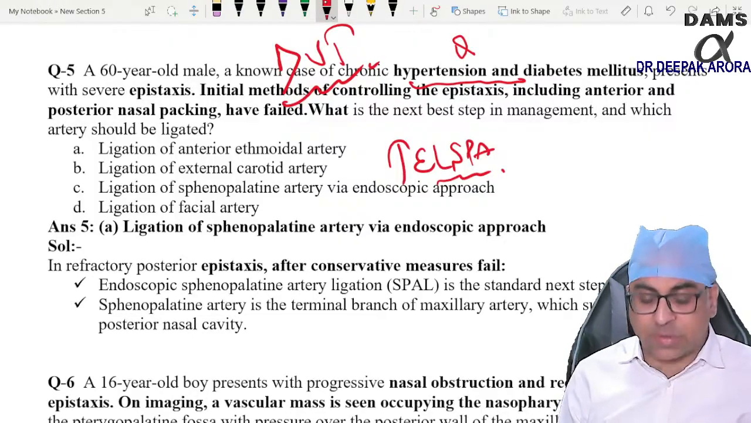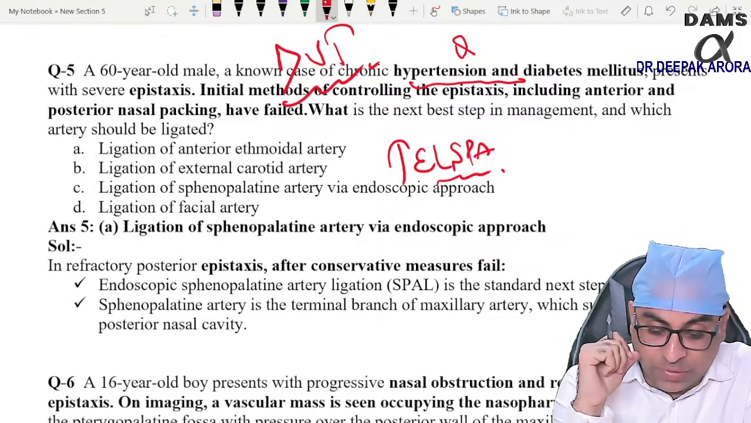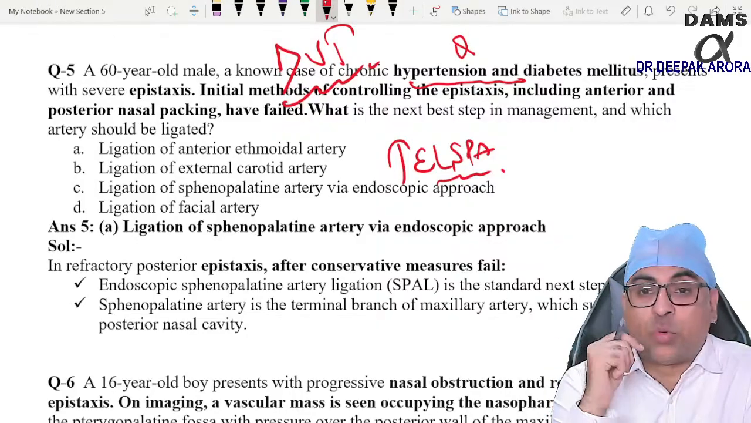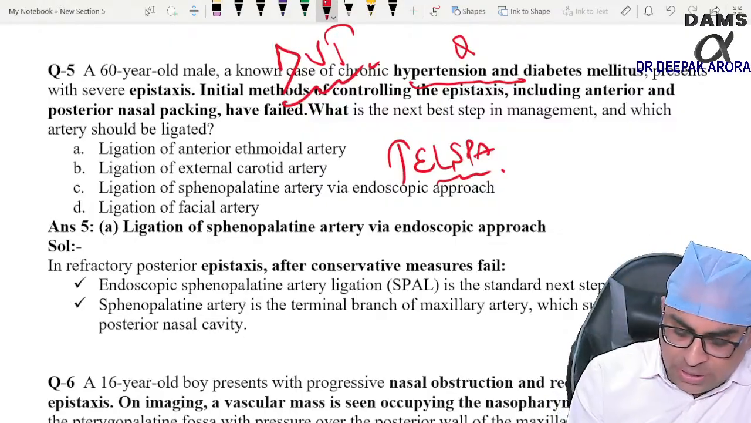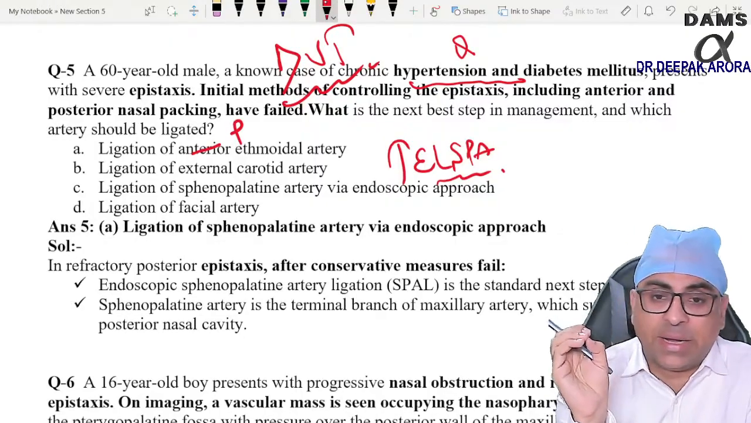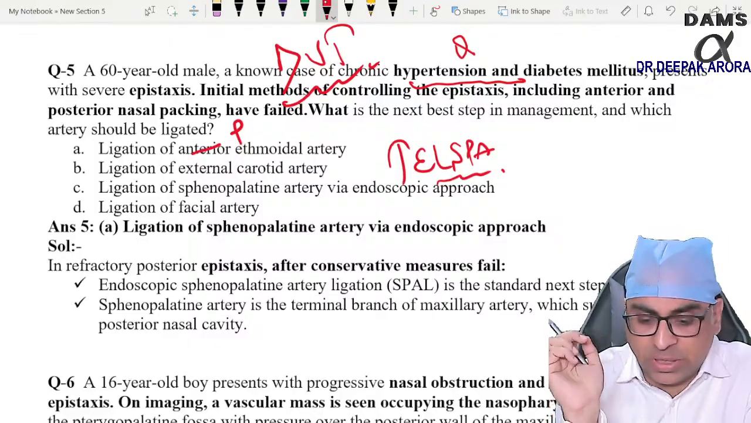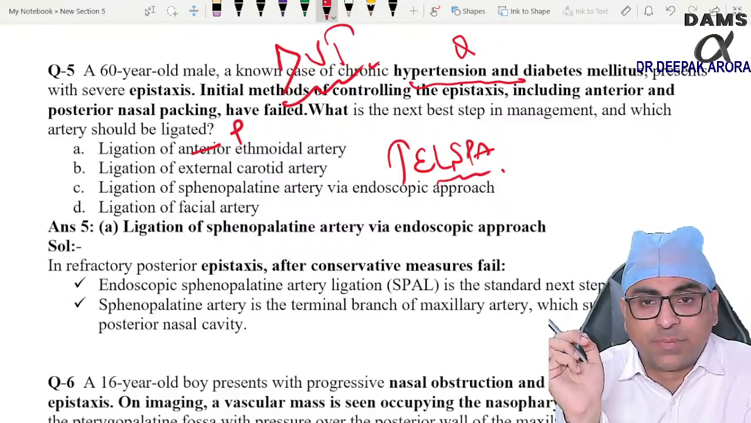The artery of epistaxis, that is here, sphenopalatine. One student is saying, Dr. Rakesh, posterior ethmoid was there in the option. Even the posterior ethmoid was there. I will go in favor of sphenopalatine artery. Is it clear? It supplies the major part of your nasal cavity. Answer will be your option 3.